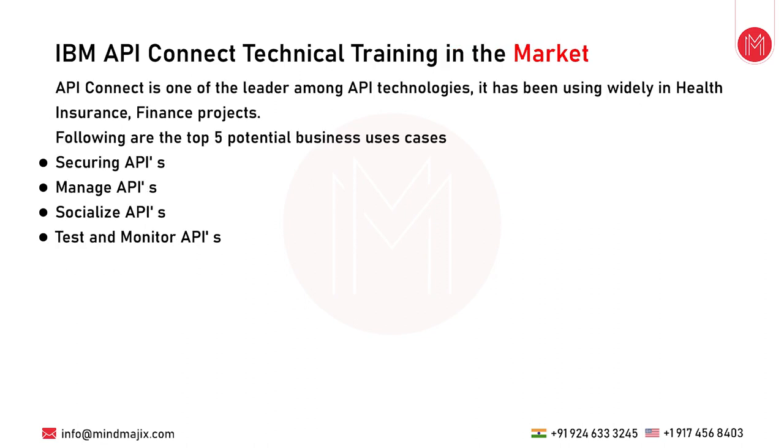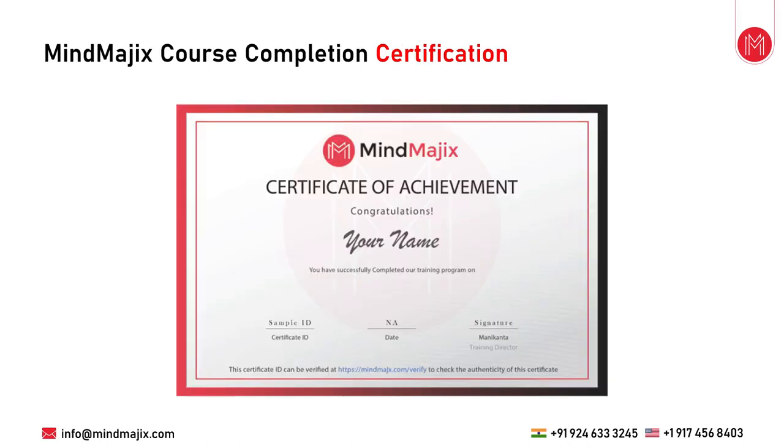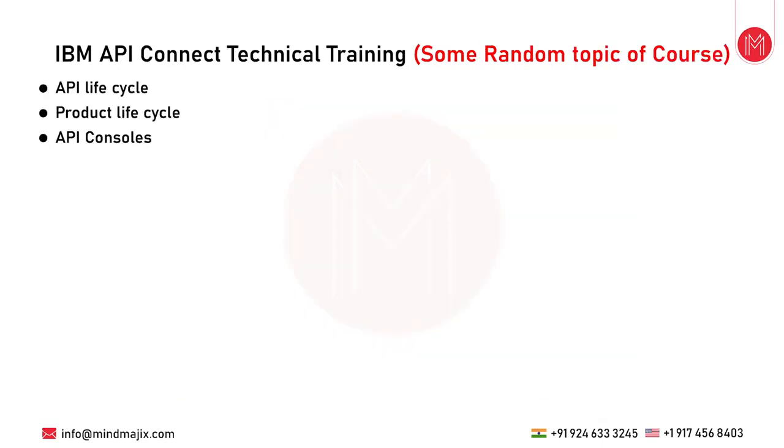This is brief information about API Connect. It is one of the leaders among API technologies, and it is widely used in health insurance and finance projects. The five fundamental advantages it provides are securing, managing, socializing, and monitoring the APIs. And this link will provide you the API training certification. You will get the certification with API Connect, and this is the MindMajix certification template.